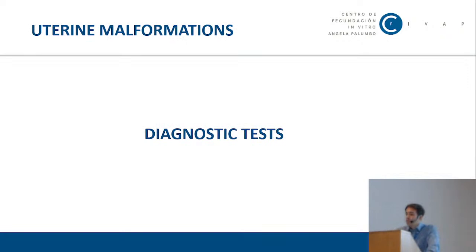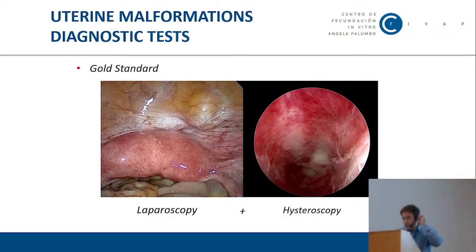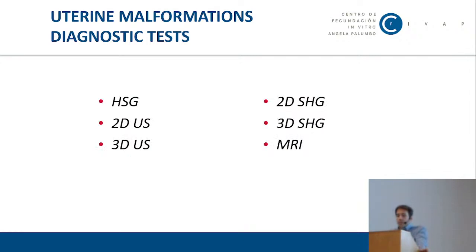We know the classification, but how to do the diagnosis? What should we use? The gold standard is laparoscopy plus hysteroscopy. In the past, as Dr. Palumbo says, it was used for classification of some malformations, but now we have less invasive tests to do the diagnosis. We have 3D ultrasound and sonohysterogram. These are the uterine malformation diagnostic tests that we have: the hysterosalpingogram, 2D or 3D normal ultrasound, 2D or 3D sonohysterogram, and the MRI.